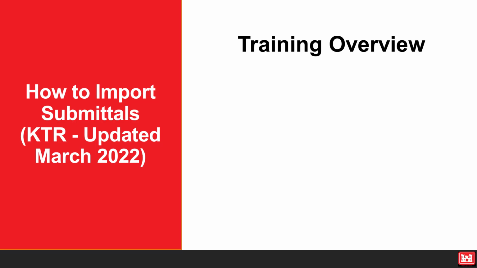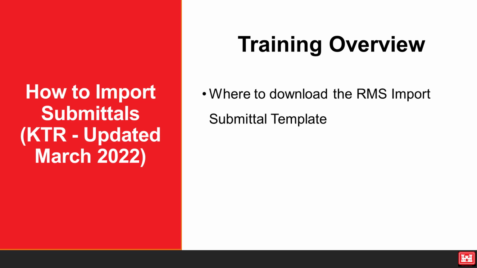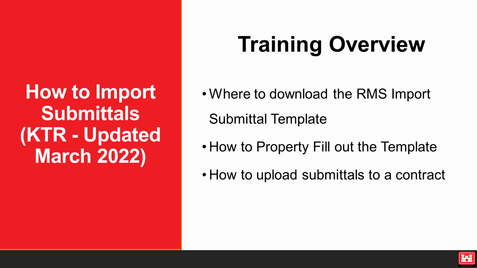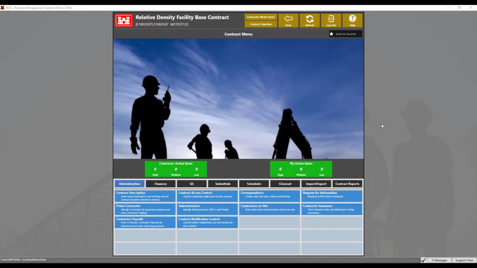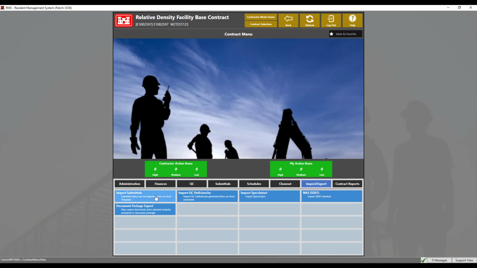Today we'll discuss the process of how to import a submittal in contractor mode. Now let's get started. Today's lesson will cover where to download the RMS submittal template for uploading, how to properly fill out the template, as well as how to upload submittals to a contract. We will begin in the contract menu. Navigate to the Import/Export tab, then click on the Import Submittals module.